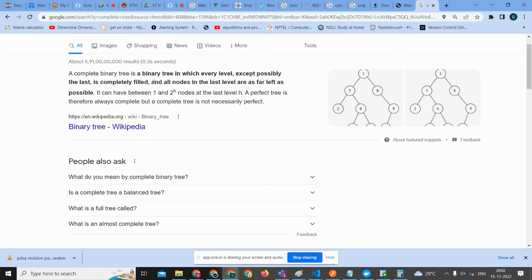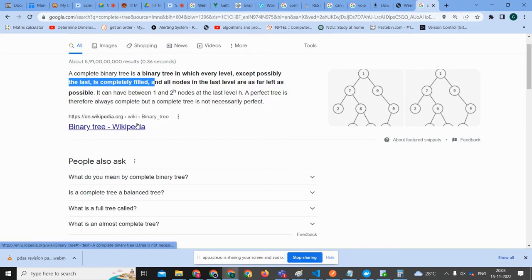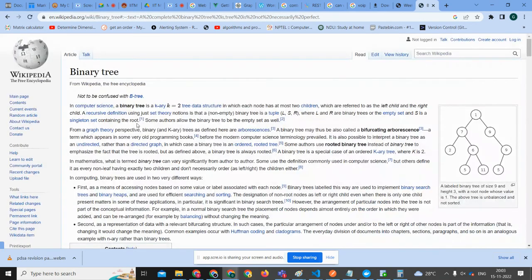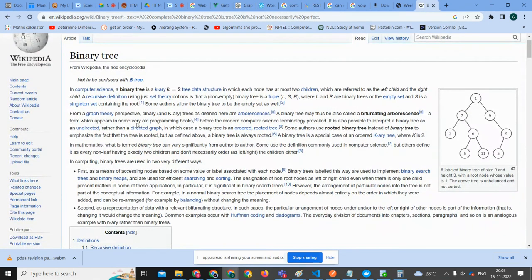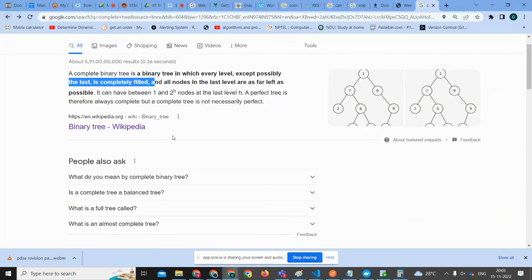Every level is completely filled, except possibly the last. So the previous levels have to be all filled before going to the next level, and nodes are as far left as possible. Okay, it has to be filled from left to right. So that's okay, I think.